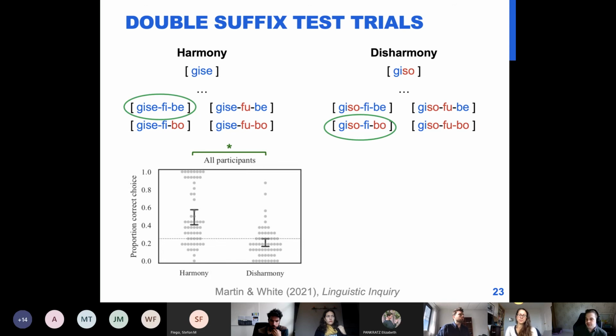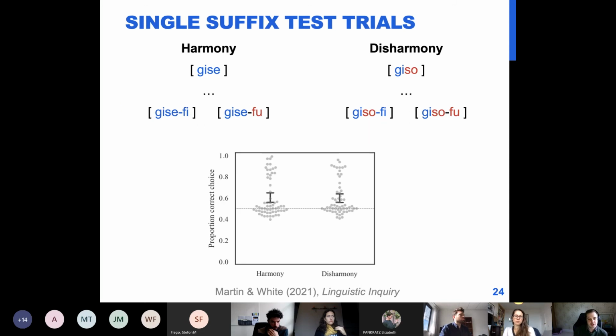Since we had so many subjects, we did something here as well. We went back to these single suffix trials, and I don't know if you can see my cursor, but if you go across the dotted 50% chance line here, there's a whole lot of participants that are at chance level. So those people didn't really learn anything. Even though there was an overall effect of learning here, there's a lot of participants that didn't really learn anything.